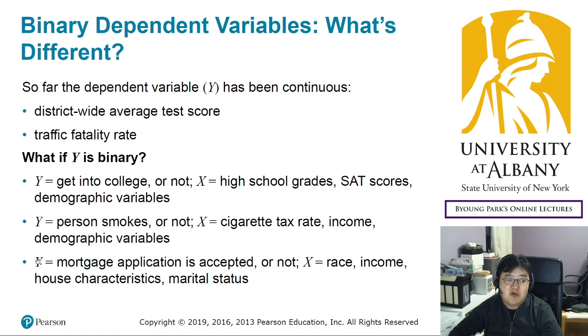Y is the dependent variable, what we try to explain, and the dependent variable depends on x, so it is determined according to x. In those three examples, the common structure is that y has only two possible cases: getting admitted to college or not, smokes or not, and accepted or rejected. So this kind of random variable is called a binary random variable.